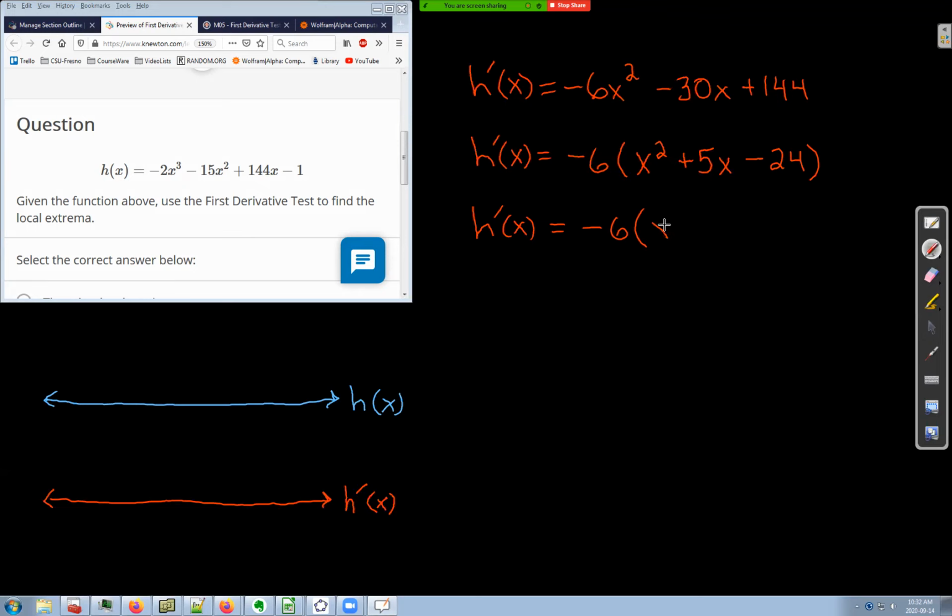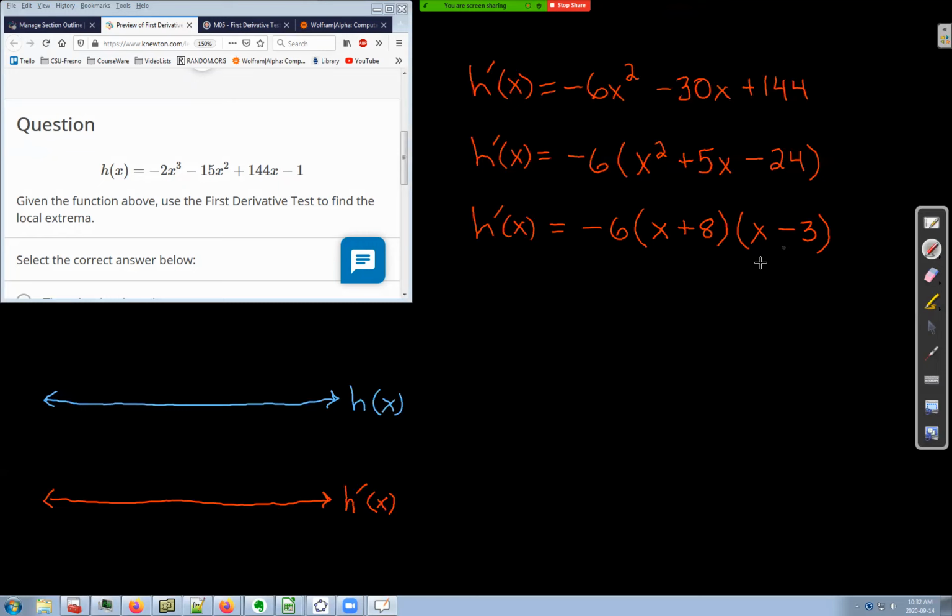So if I think about, well, let's see, what are the things to get 24? Like 3 and 2, yeah, 3 and 8 looks good. Yeah, I think it is 3 and 8. So anyway, the point is you can factor this on your own time. I factor it by guessing and checking, and it factors into x plus 8 times x minus 3.